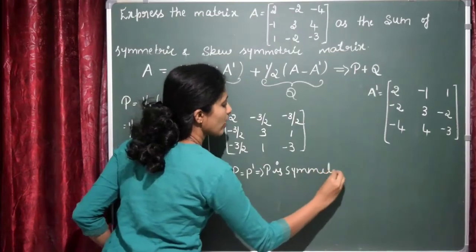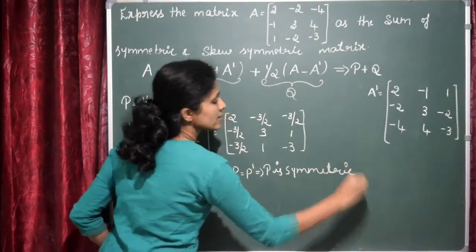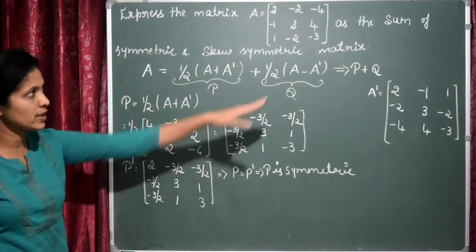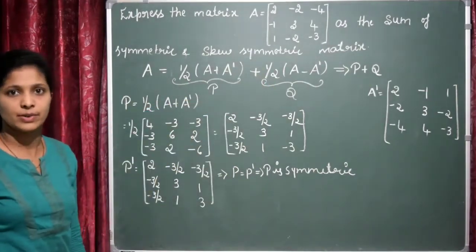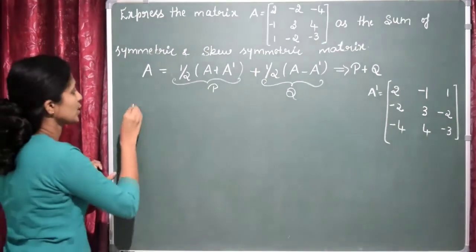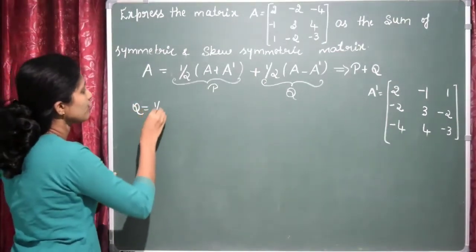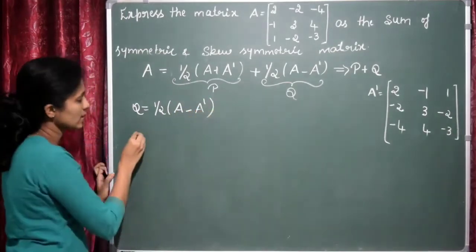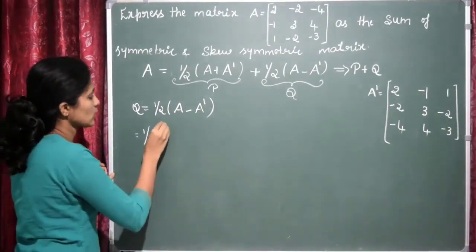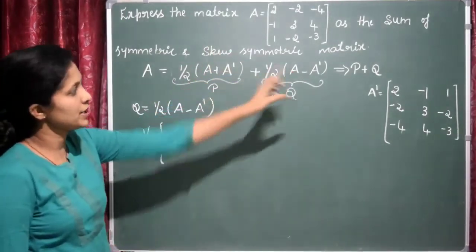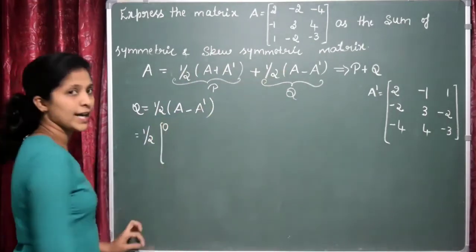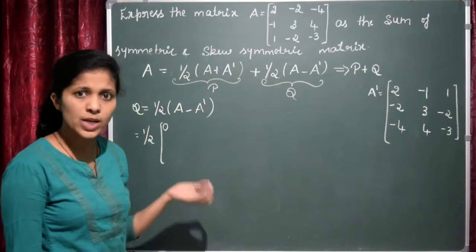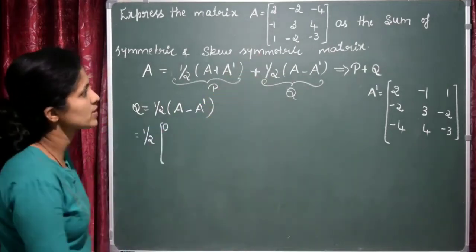Now similarly you have to prove that Q is skew symmetric. Here I don't have place, so I'll erase this one. Then we'll prove that Q is skew symmetric. Now we'll consider Q. Q is equal to half of A minus A dash, right? So half into, you have to subtract those elements. It is 2 minus 2, it will be equal to 0, right? To prove the skew symmetric, always the diagonal element should be equal to 0. So 2 minus 2 will be equal to 0.